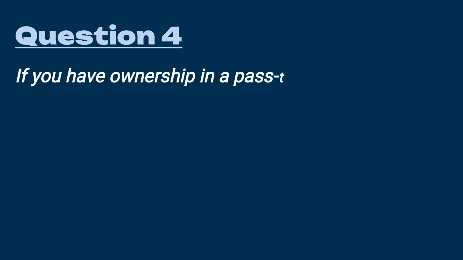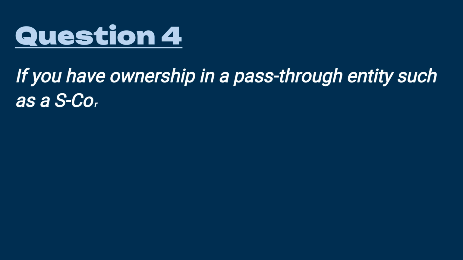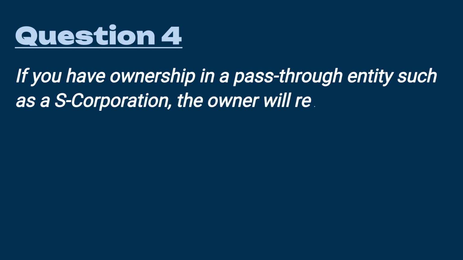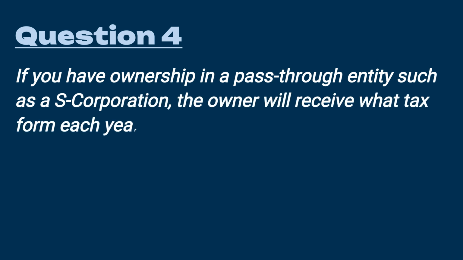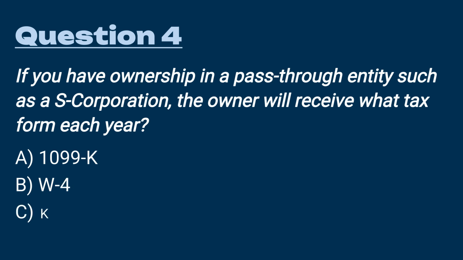Question number 4. If you have ownership in a pass-through entity such as an S corporation, the owner will receive what tax form each year? A, 1099-K, B, W-4, C, K-1, or D, 1099-S.